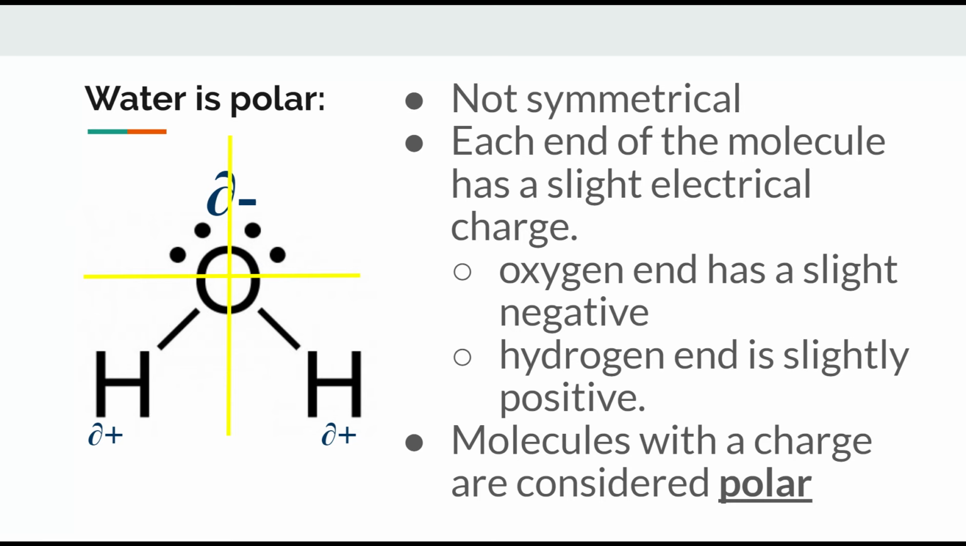Also, we don't really get into this, but all molecules are actually 3D. It's not just flat like this. So if we were to look at a 3D water molecule, it's even more obvious and apparent that it is not symmetrical. So each end of the molecule has a slight electrical charge. The oxygen is pulling the electrons towards itself, so it has a slight negative charge because it is more electronegative. The hydrogen has a slight positive charge because those electrons that it had are being pulled towards the oxygen. These molecules with a charge are polar. So without a doubt, you should be able to identify that water is a polar molecule.